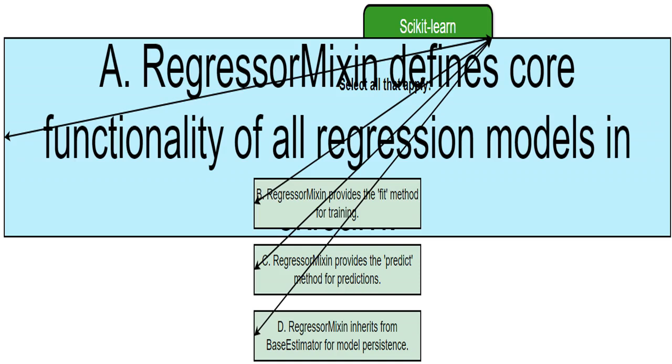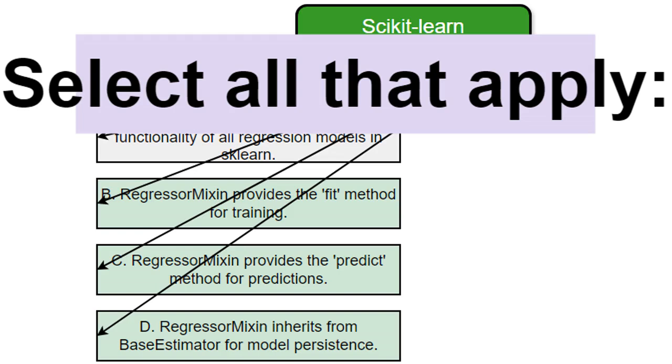RegressorMixin isn't a regression model itself. It's a helper class. Think of it as a toolbox that provides useful methods to real regression models like LINEARREGRESSION or DECISIONTREGRESSOR. This is the instruction for the multiple-choice question, reminding you to select all the answers that are correct. Remember, more than one option might be the right choice.